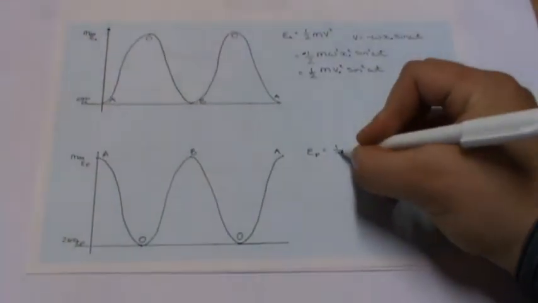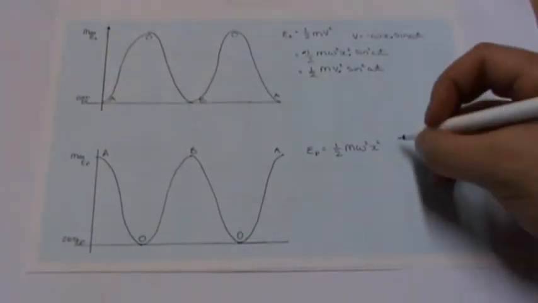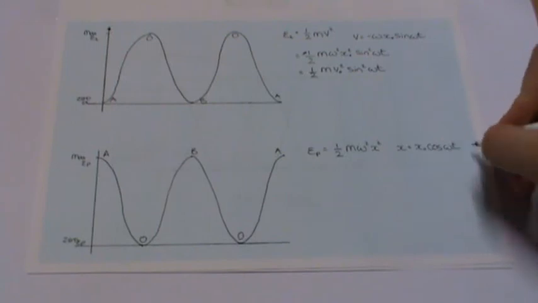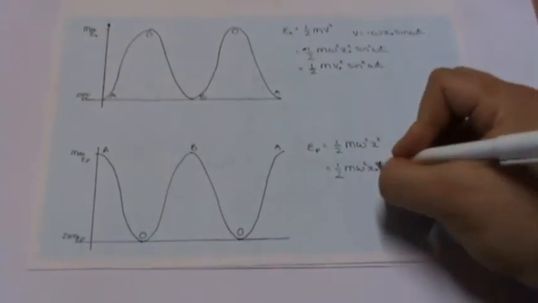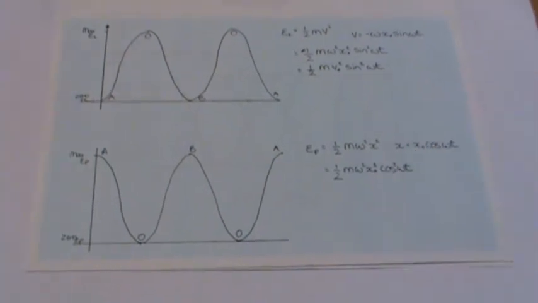So the potential energy, from the equation of potential energy that we derived earlier this lesson, we put in the equation for displacement that we derived last lesson, and we end up with half m omega squared amplitude squared multiplied by cos squared omega t.